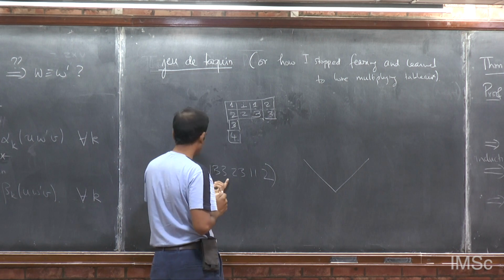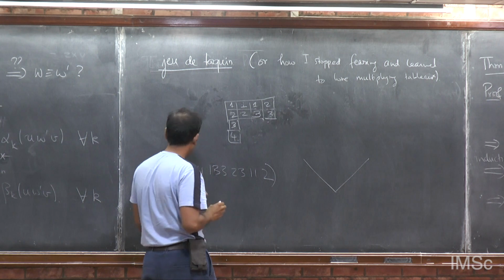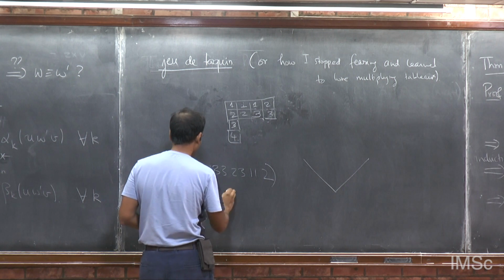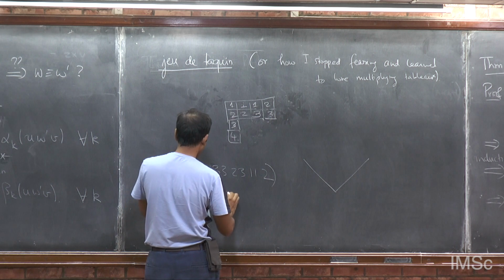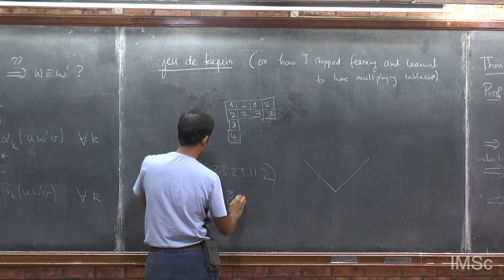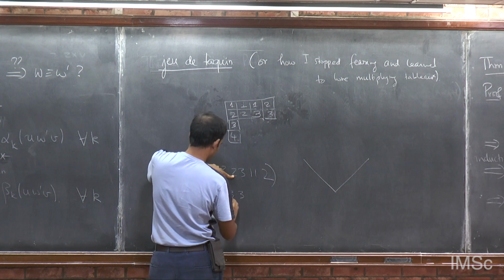If you want, we can just check here. So 2, 4, then 1, then 3, then 3, then 2.